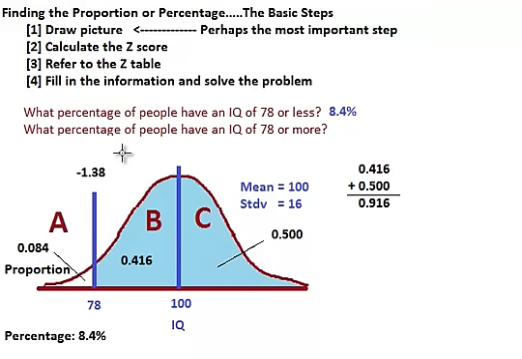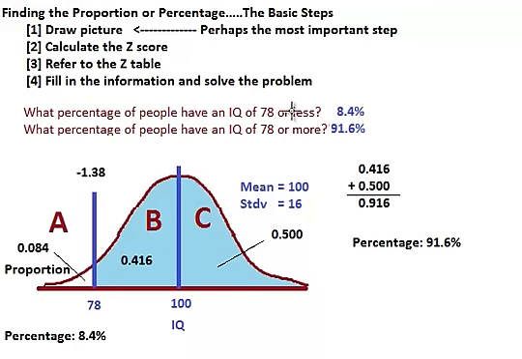and that proportion is 0.916. Now let's ask for a percentage, not a proportion. So again, we're going to take this proportion and multiply it by 100, which is the same as moving the decimal place over 2. And our answer is 91.6%. So let's put that up here.